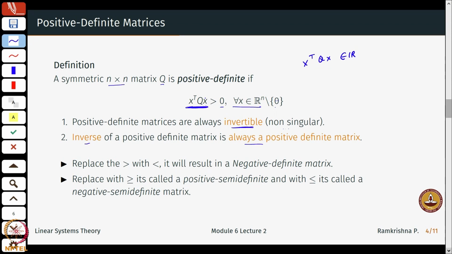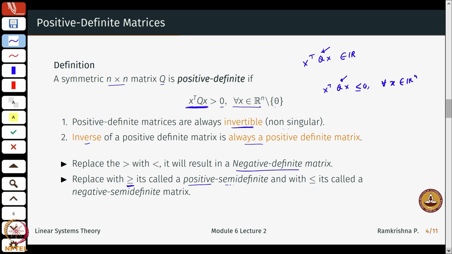So, if I instead write x transpose Q x less than 0 for all nonzero x in Rn, then this will define what I call a negative definite matrix. And if instead of this strict greater than sign, I replace it by greater than or equal to, it will be called a positive semi definite matrix, and with a less than or equal to, this will be a negative semi definite matrix. So, I am just talking of the properties of this Q matrix: positive definite, negative definite, positive semi definite, and negative semi definite.